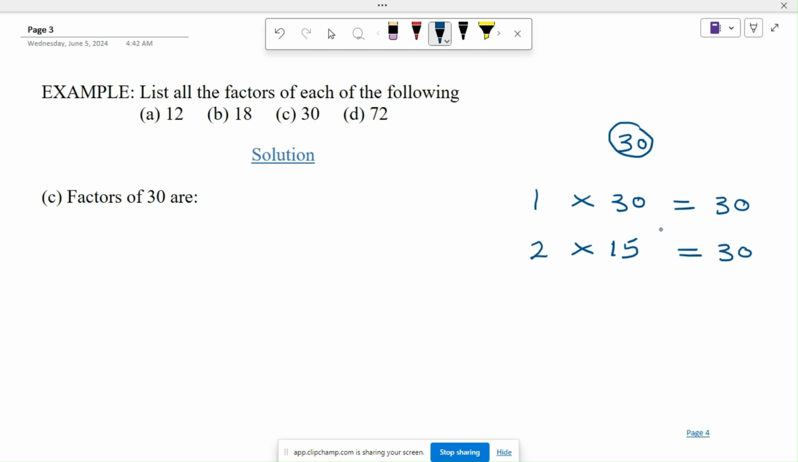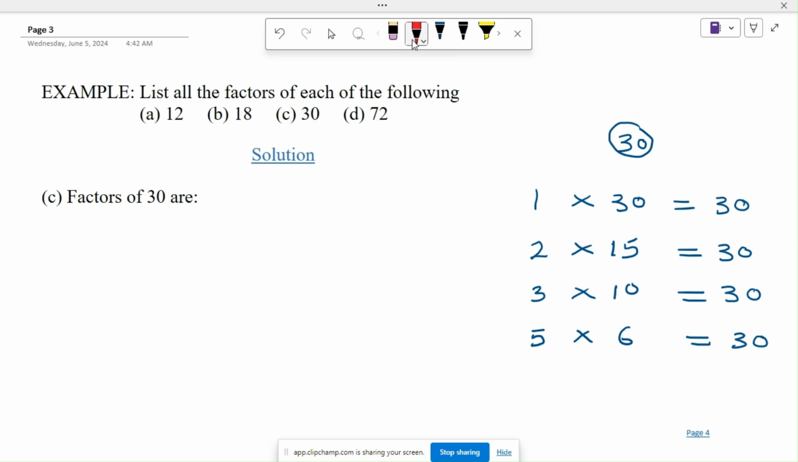Another whole number that we can consider is 3. 3 multiplied by 10 will surely give us 30. What other number can we consider that will also give us 30? After 3 is 4. There's no whole number that we can multiply by 4 that will give us 30. So let's move to 5. 5 can be multiplied by 6 to give us 30. After 5 is 6, but we already have 6 on the list. Then we are going to stop.